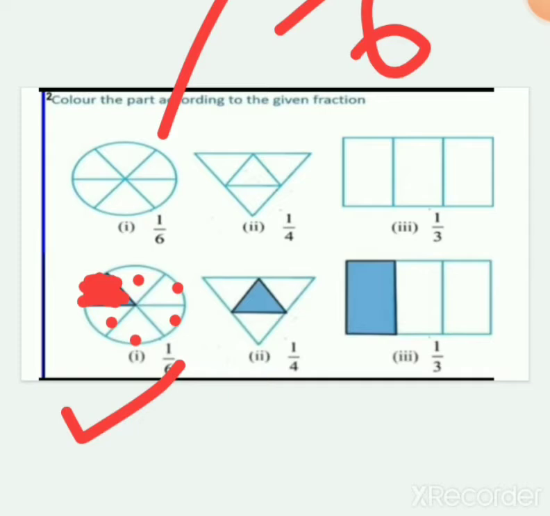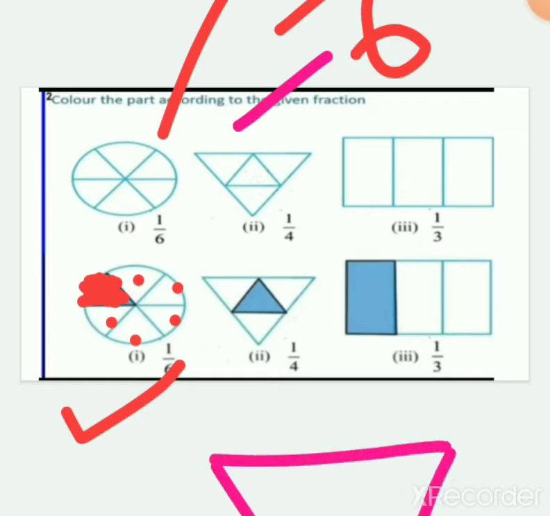Now moving to the next, we have this triangle and you have to cover 1/4 of it. 1/4 means you can cover any part. They have taken like this, no? And so you also can cover any part. You can cover this part, or you can cover this part. Any one part you can cover out of 4.